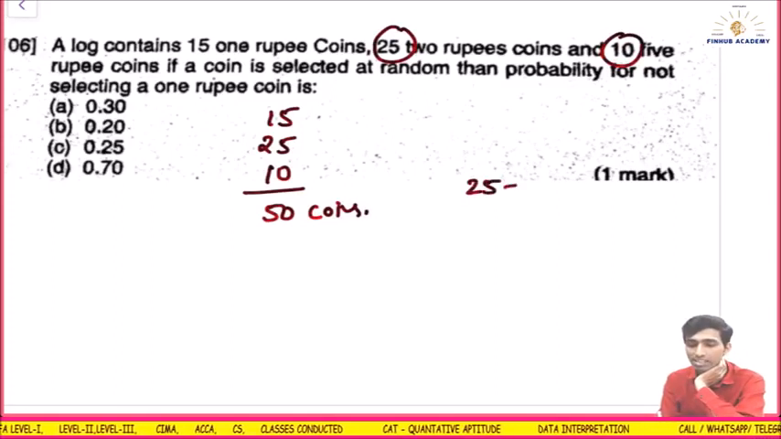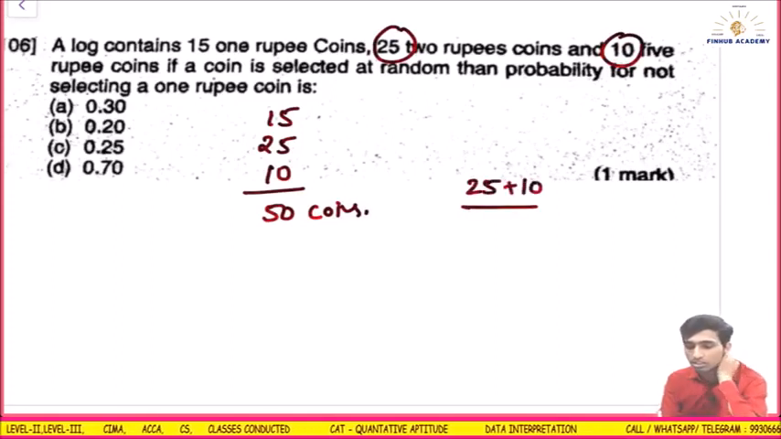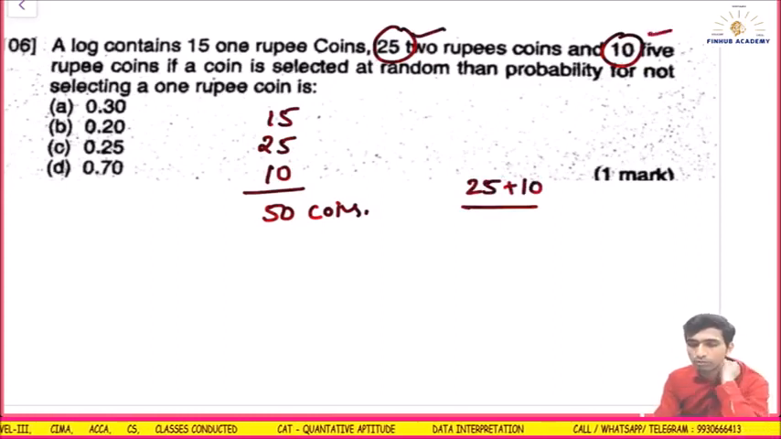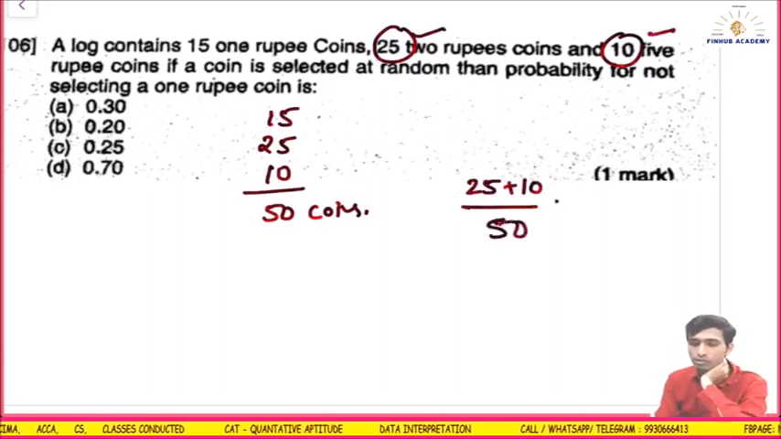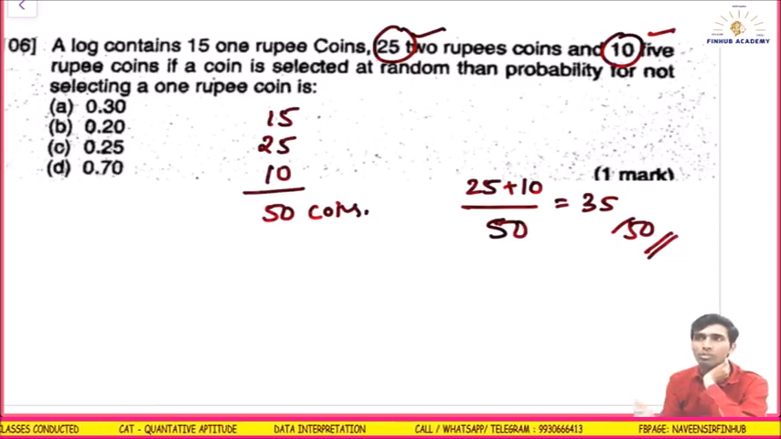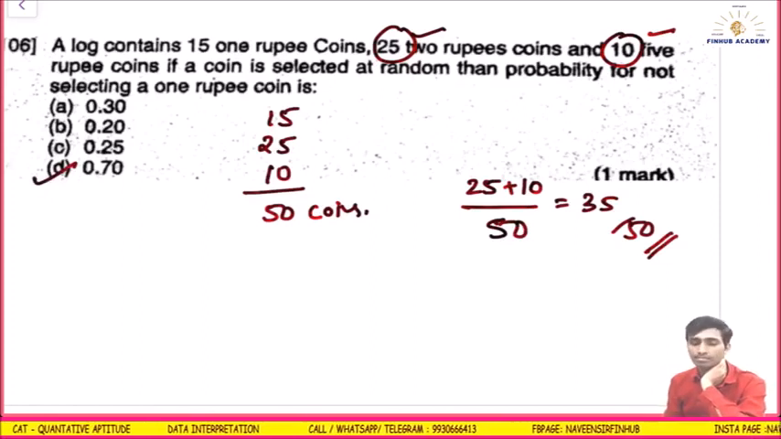25 plus 10. Okay, either I will select that or this, either the 2 rupee coin or the 5 rupee coin. That divided by 50. So 35 divided by 50. Do it on a calculator. I think 0.7 should be the answer.